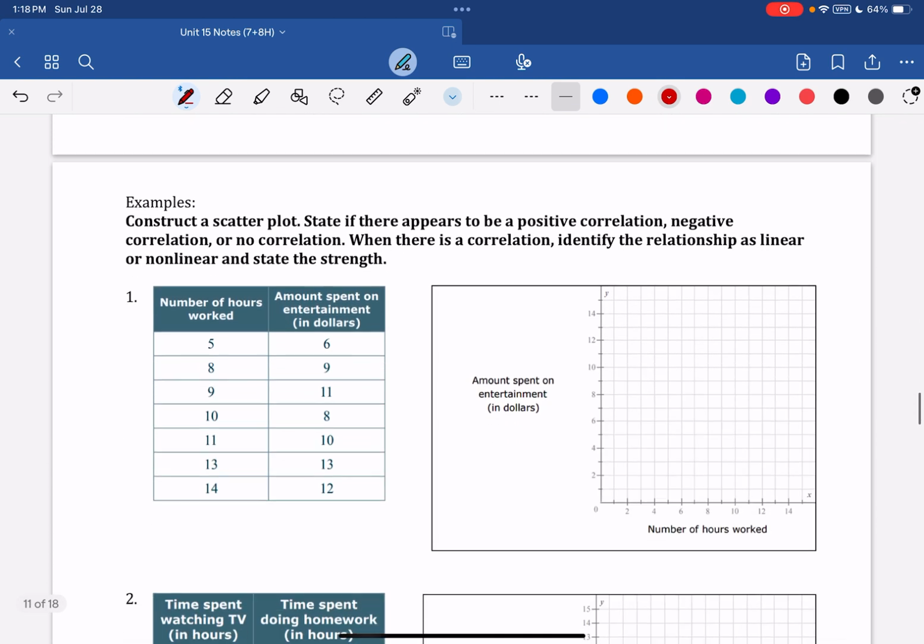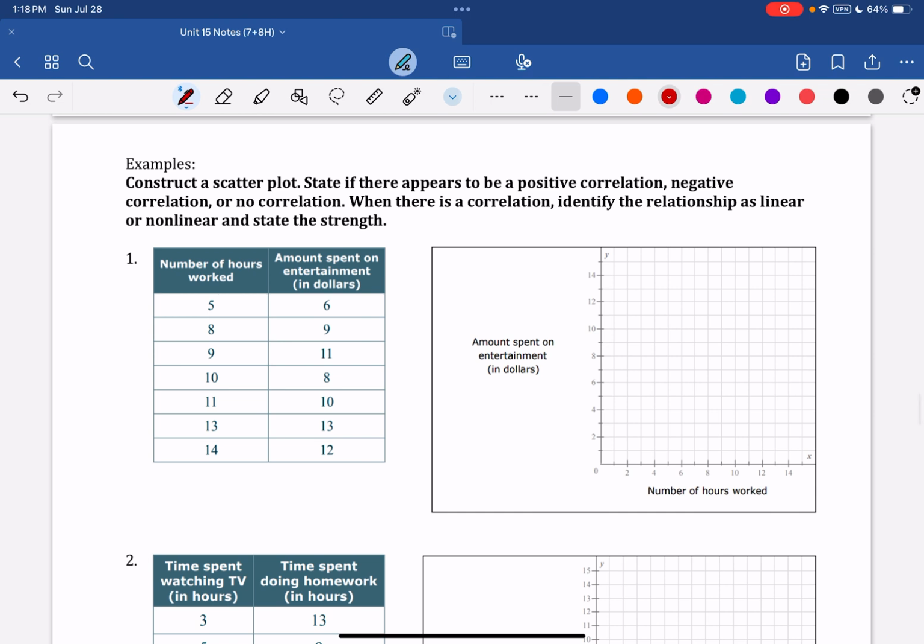Okay. So it says construct a scatter plot, state if there appears to be a positive correlation, negative correlation, or no correlation. When there is a correlation, identify the relationship as linear or nonlinear, and then state the strength. Here it says the number of hours worked and the amount spent on entertainment. These are just ordered pairs, x comma y.